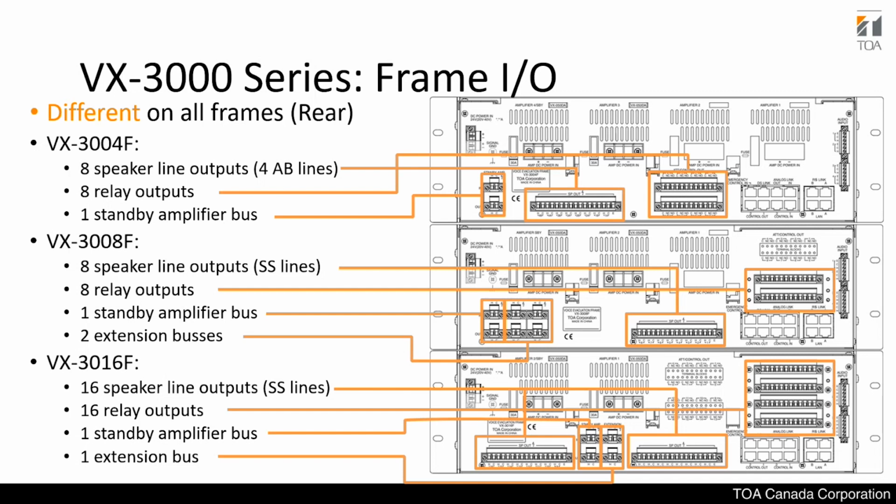The 8-channel frame also has 8 speaker line outputs. These are for the individual 8 speaker selection lines, and then 8 relay outputs, and then 2 extension buses, as opposed to 1 compared to the 3004. The 16-channel frame expands that to 16 speaker line outputs and 16 relay channels, and 1 standby amplifier bus and 1 extension bus for backup.